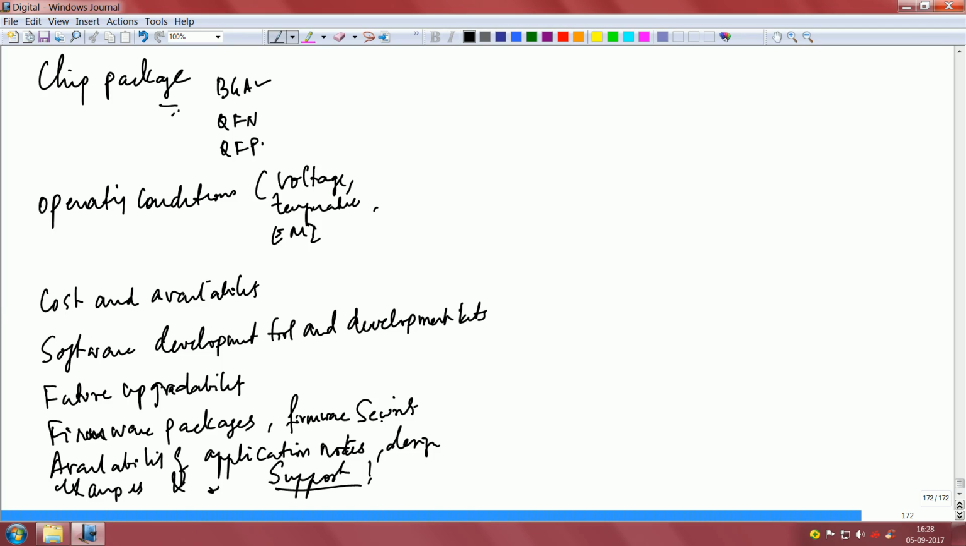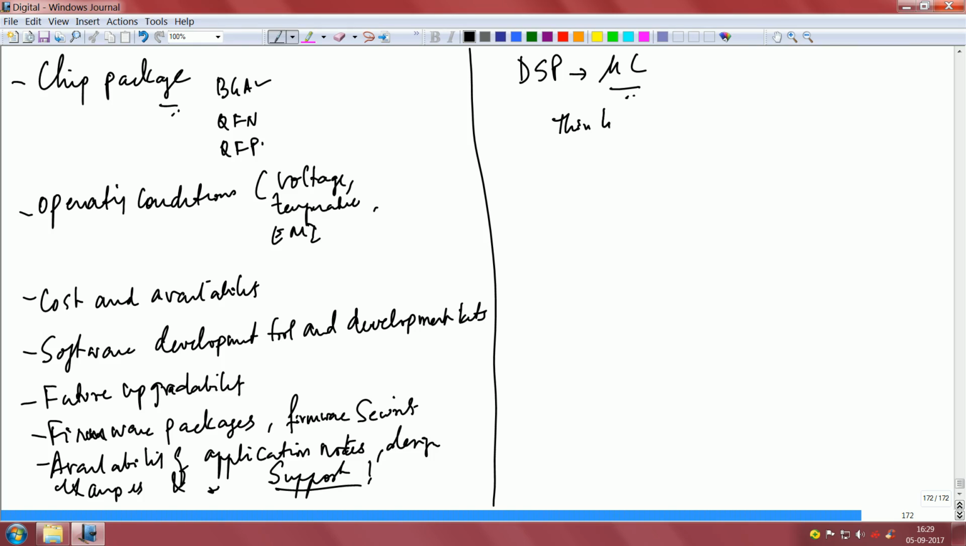Okay. All these things will have to be considered if you have to choose a microcontroller. One has to bear these things in mind. There is always this problem of whether you want to choose a simple microcontroller or whether you want to use a DSP. Frankly, this line is a thin line now, and currently it is a very thin line.